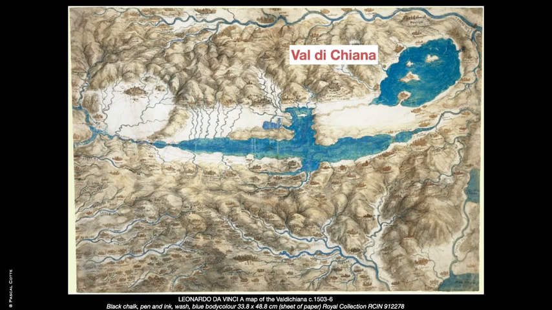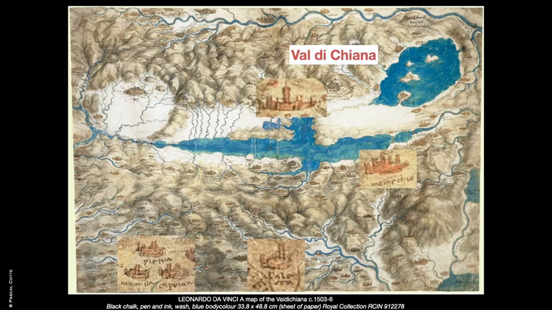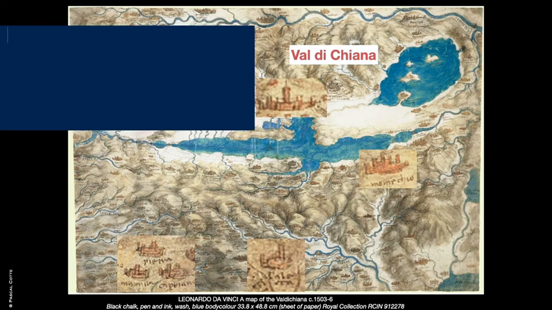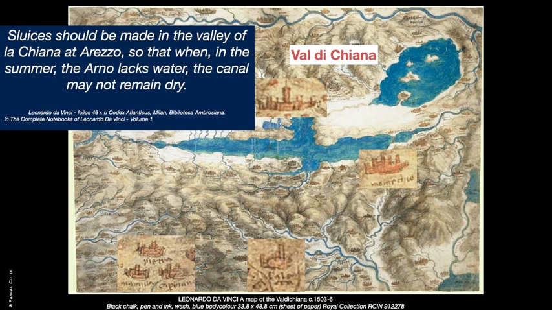And also, on this very beautiful map, Leonardo takes care to draw the fortresses and towers. He is making this map for a vast hydraulic sanitation project and for his canal. He tells us, sluices should be made in the valley of La Chiana at Arezzo, so that when, in the summer, the Arno lacks water, the canal may not remain dry.